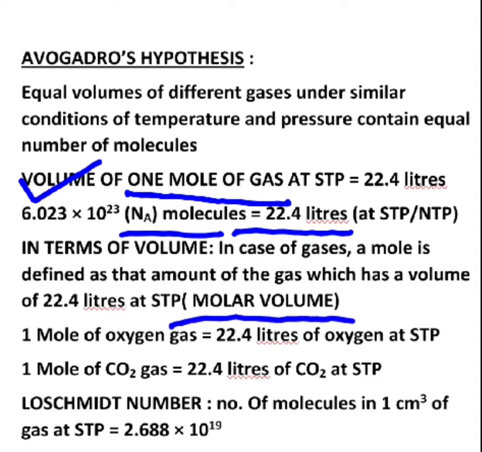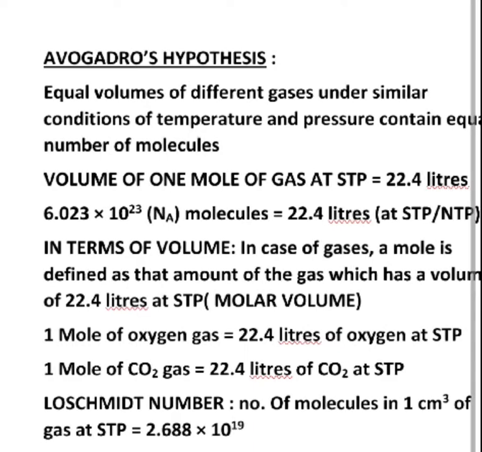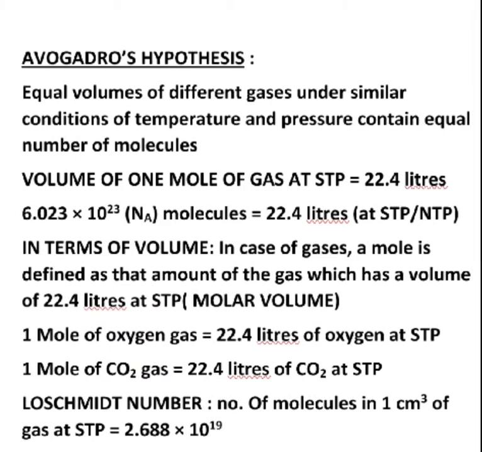So what is the molar volume? You can define it in this way. It is applicable only for gases, definitely. That amount of a gas which has a volume of 22.4 liters at STP and refers to 1 mole of that substance, we say it is a molar volume. So if I say 1 mole of oxygen gas, it is equal to 22.4 liters of oxygen gas at STP, right?